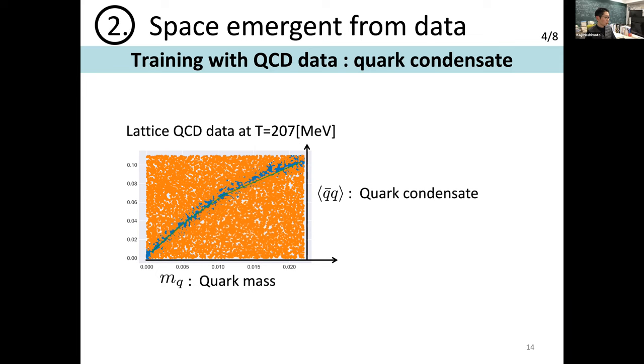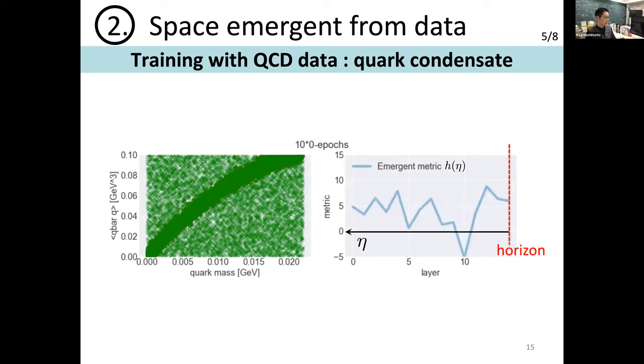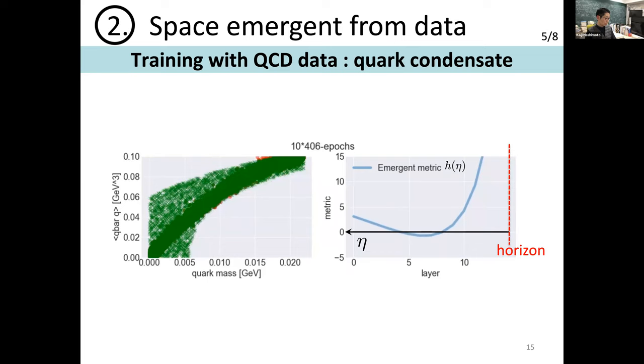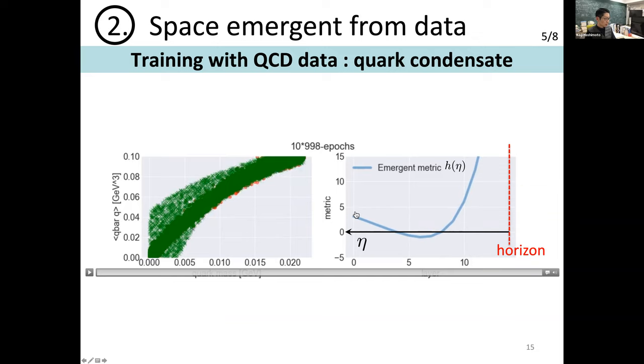Now, let me show you how this works. On your left-hand side, we have the data, and on your right-hand side, we have the metric. So after many, many trials, the neural network actually can find a nice metric which has a nice overlap with the expected lattice QCD data, like this. After 10,000 epochs of training, you find this kind of metric function. And with this metric, if you compute the scalar equation of motion, then you have these green crosses as an output, which has a nice overlap with the true lattice data.